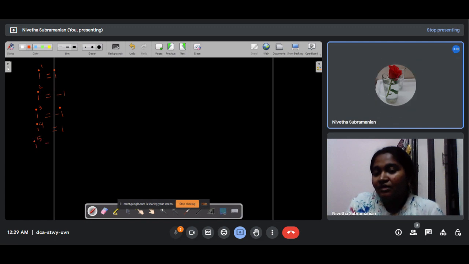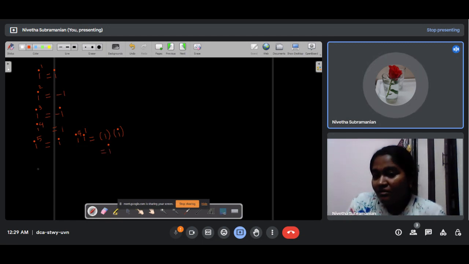That is i power 5. When I find it, I will get the value as i, because i power 5 I can rewrite as i power 4 into i power 1. So that is nothing but i power 4 is 1 into i power 1 is i. So the product, we will get the value as i.